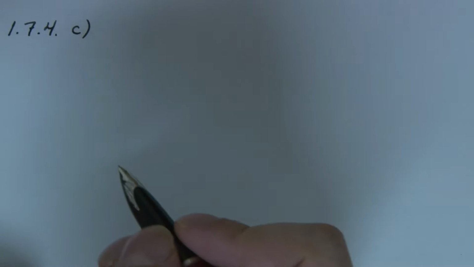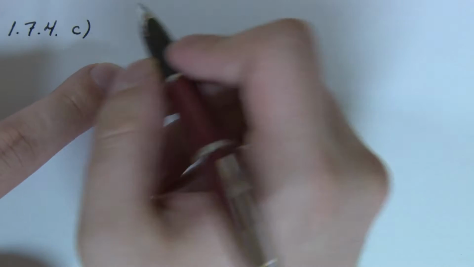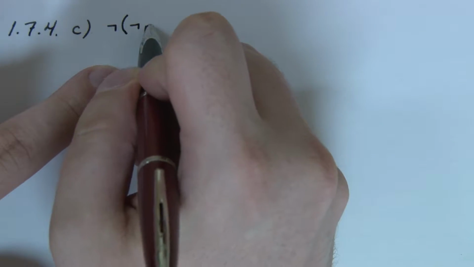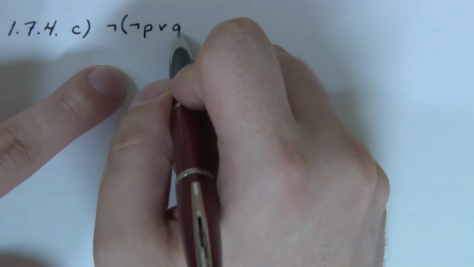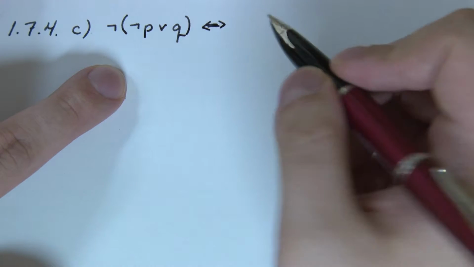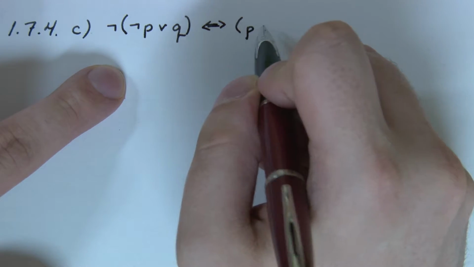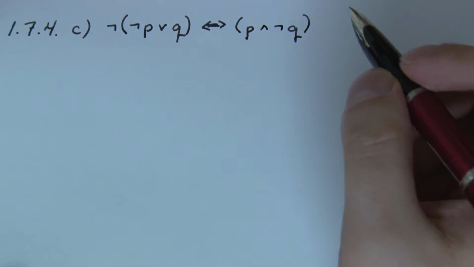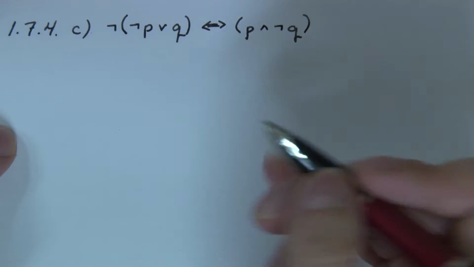Okay, so in this one, we're asked to prove one of De Morgan's laws, and I have the one I need to do for C: not (P or Q) is logically equivalent to P and not Q. Okay, so I'm going to start doing my truth table.